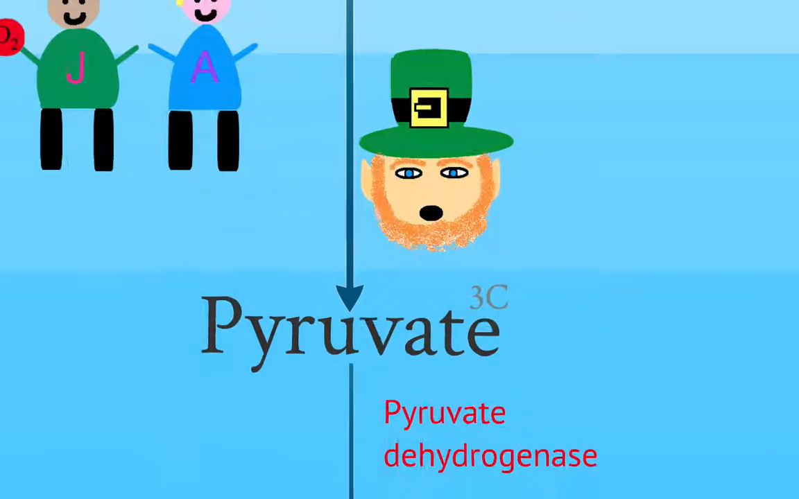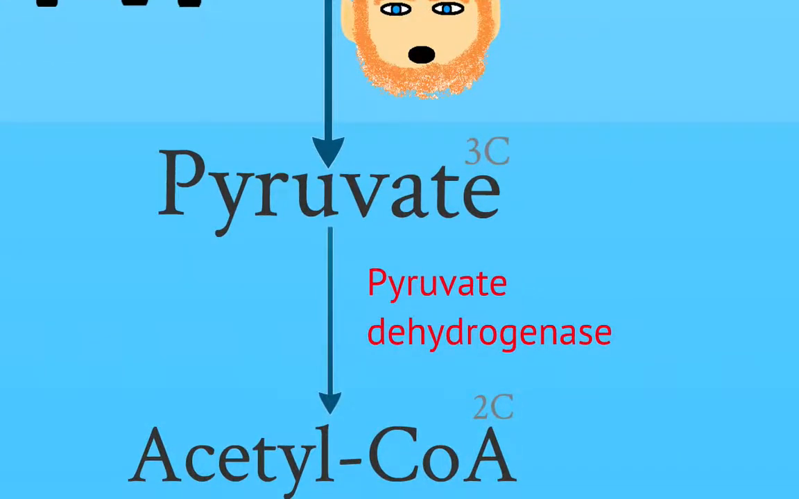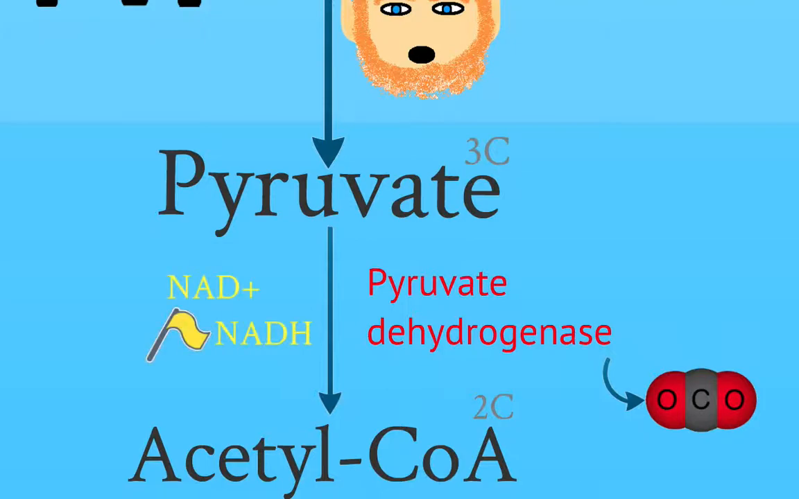Let's go, Jackson. The 3-carbon pyruvate will now be decarboxylated to a 2-carbon acetyl-CoA. This carbon is released as carbon dioxide. We also capture a hydrogen in the reduction of NAD+ to NADH.